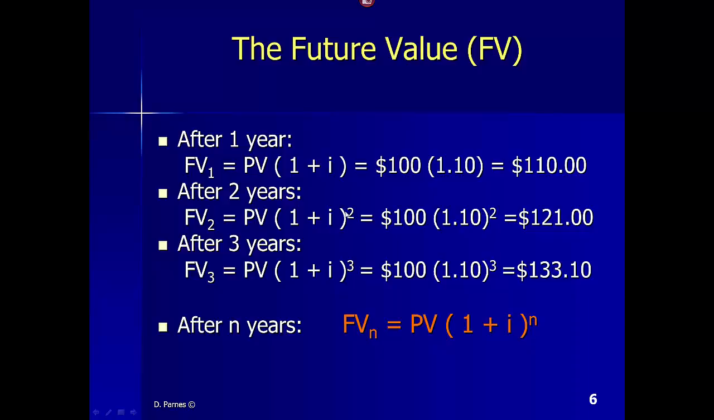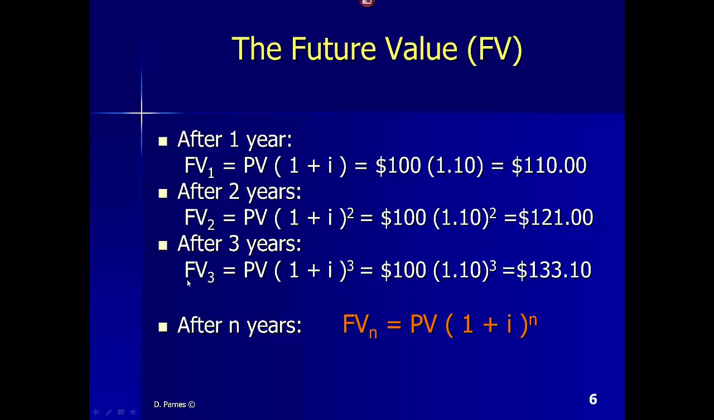Because you take the future value from year number 1, the $110, and then you multiply it again times 1.1 to see how much you get in year number 2. So future value in year number 1 times 1.1 is in fact present value of $100 times 1.1 squared. In this case, future value in year number 2 is $121.